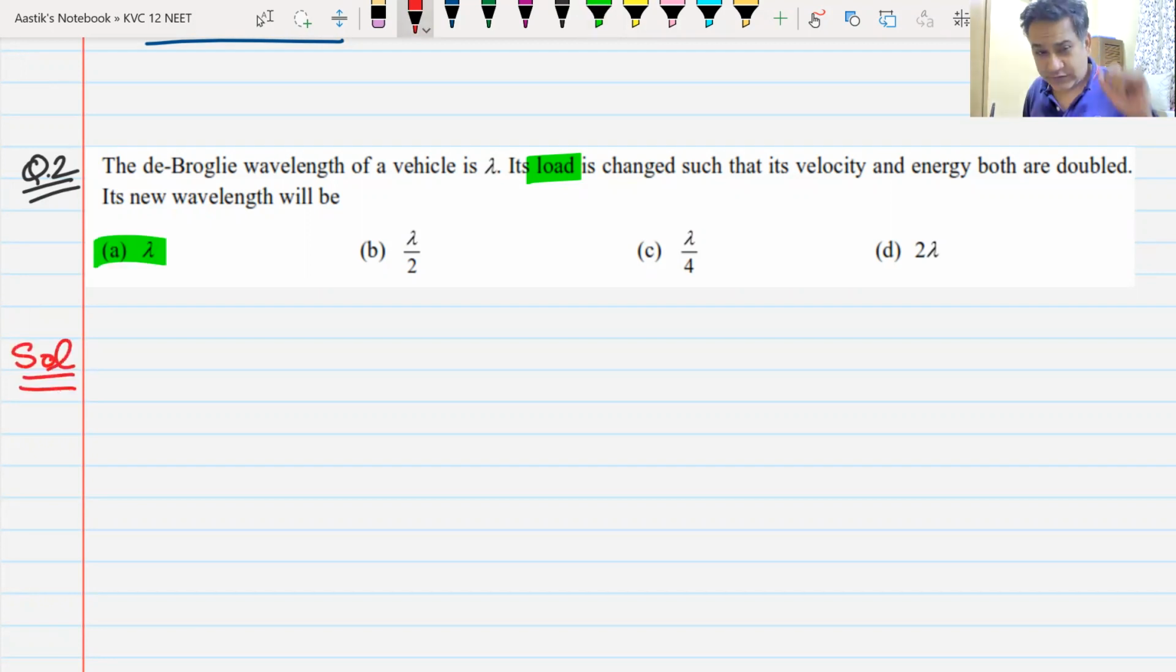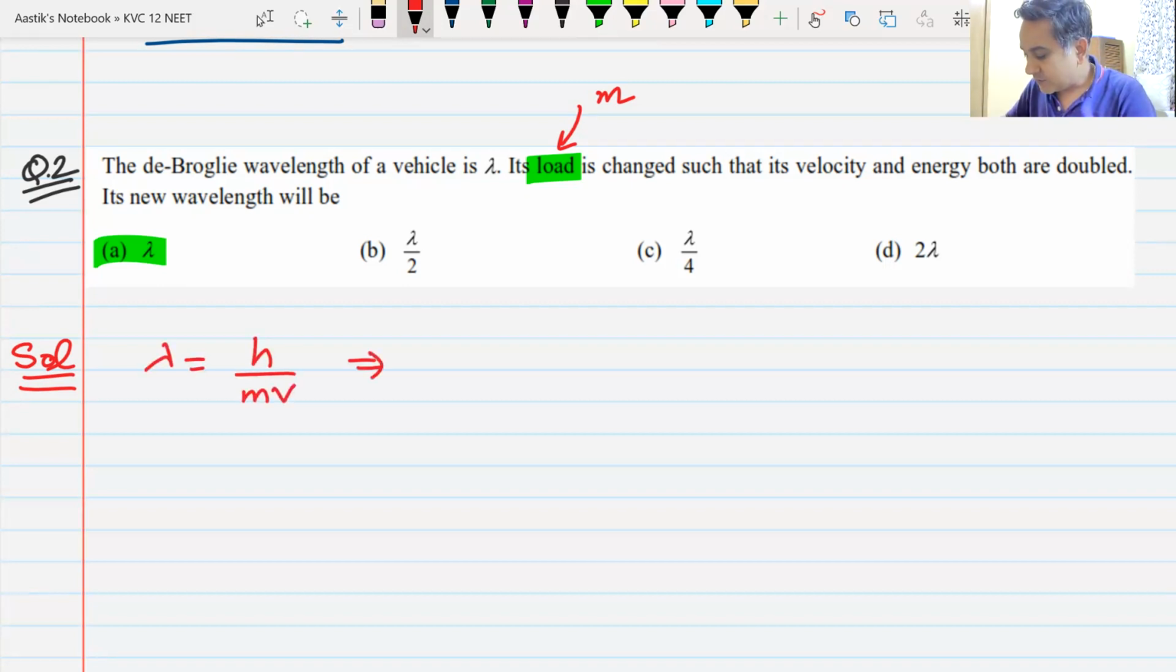So basically what you have to understand, this is a vehicle, probably a loading vehicle, and its load is changed. That means the mass has been changed. Now let us find out how this lambda varies with mass. It is h divided by mv. Yes or no? First thing first.